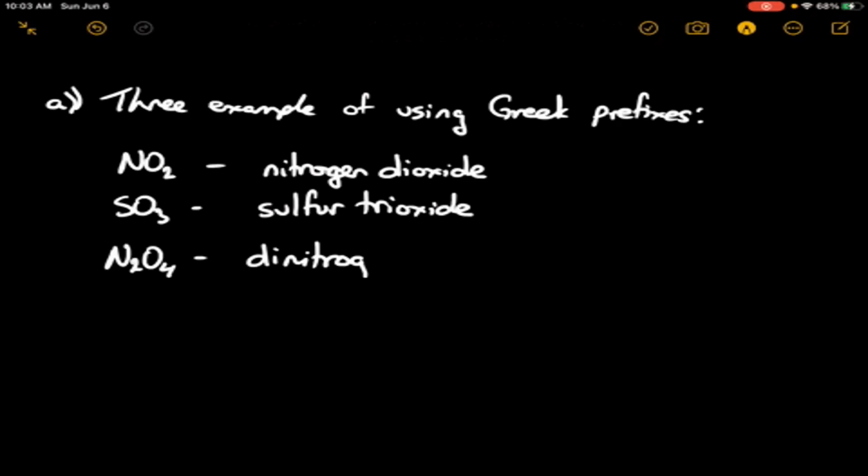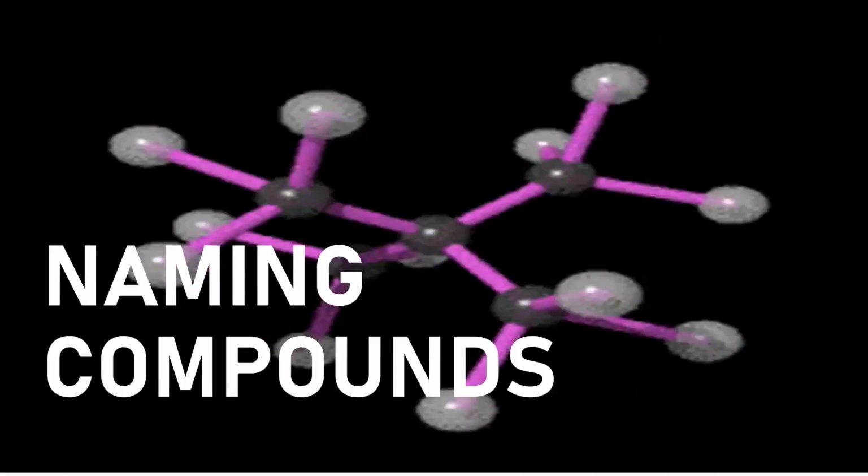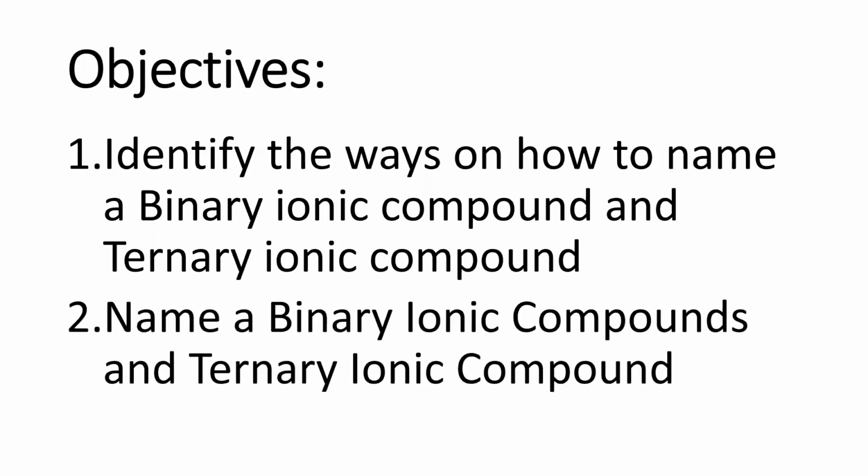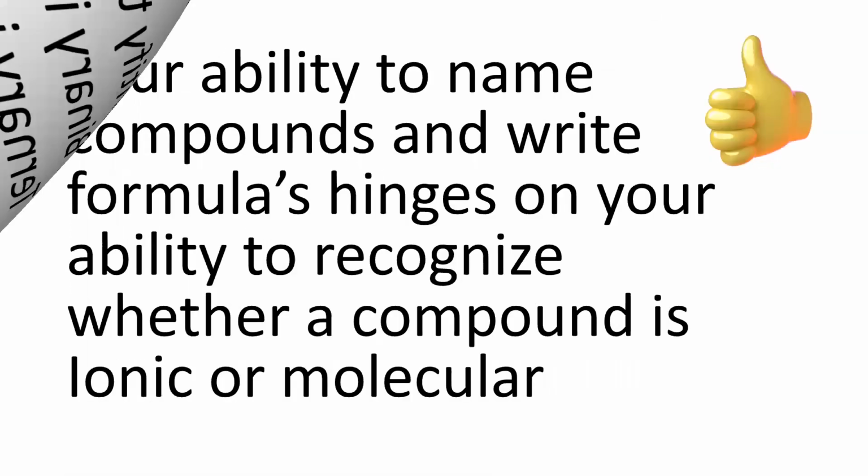As part of our knowledge on how we can name compounds, let me begin with our objectives. First, we need to identify the ways on how to name a binary and a ternary ionic compound. And the second one, after you identify the ways on how to name the binary and the ternary, you are going to name these binary ionic compounds and ternary ionic compounds by your own as part of the practice.